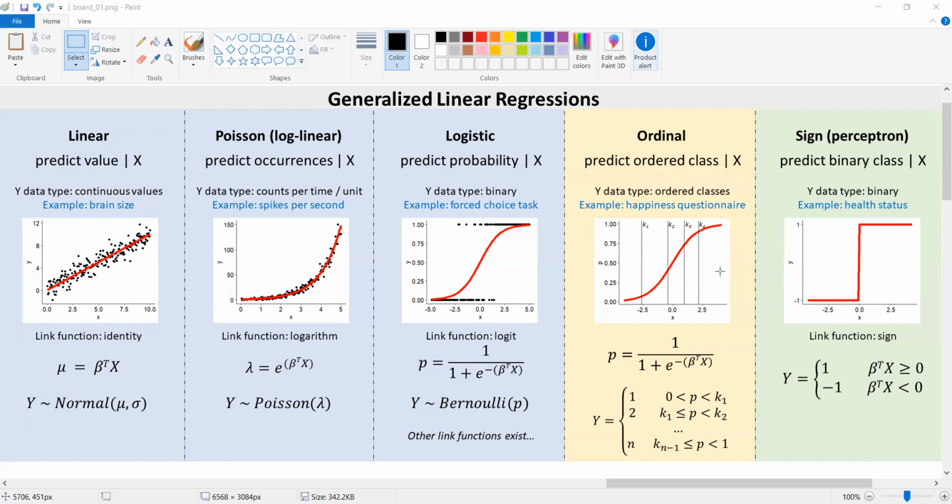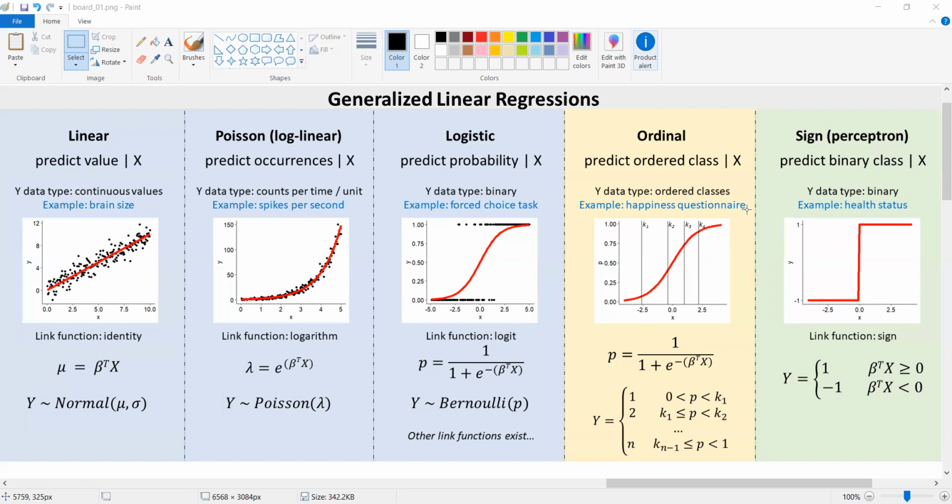And then the ordinal, I'm going to mention it just so you know about it, but it's really not that important. Sometimes you predict an ordered class, which is not continuous. A good example is a happiness questionnaire when people say I'm sad, neutral, happy, or something like that. So there is an order there, but they're discrete units. It's not a continuous value. It's not like 0, 1.